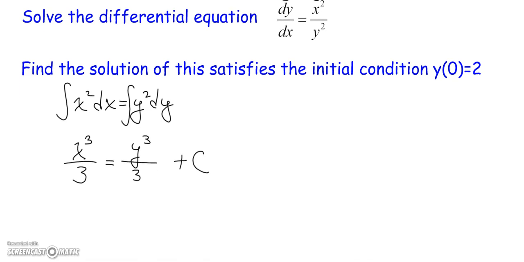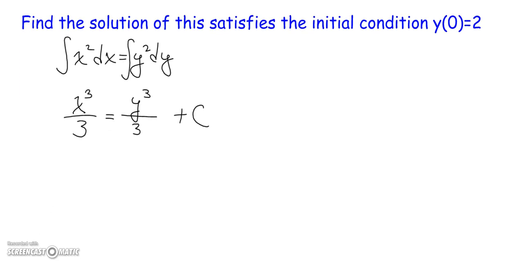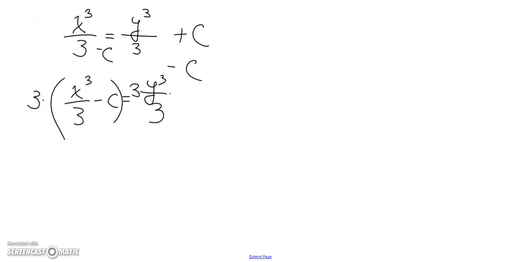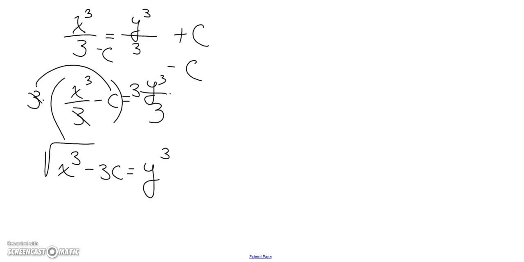So this equation is solvable for y. This is one of the cases where it is actually solvable for y. If I subtract c from both sides, x cubed over 3 minus c equals y cubed over 3. I can still times 3 to both sides. The 3's would cancel, and I'd be left with x cubed. Still need to distribute minus 3c, equals y cubed. And I could solve this by taking the cube root of both sides.